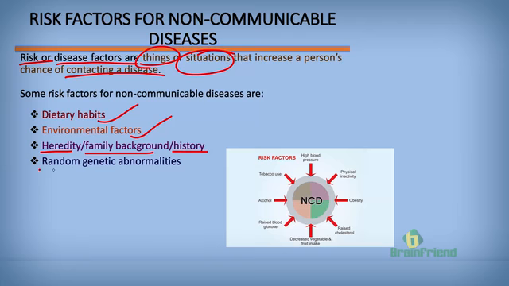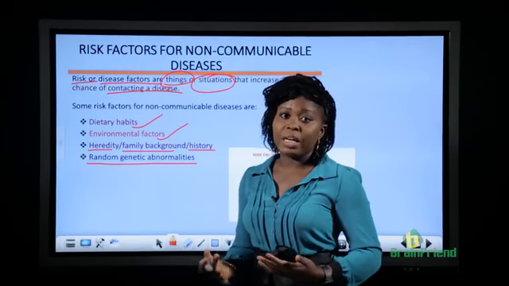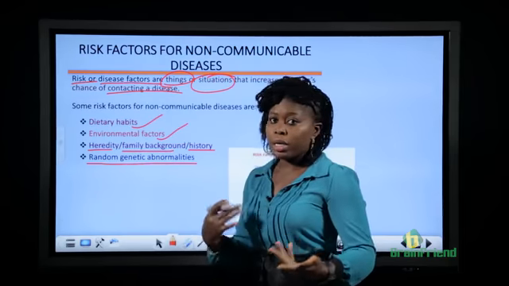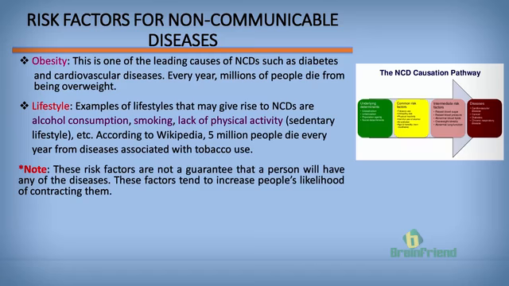Then we also have random genetic abnormalities. This kind of risk factors, most times we do not have power over them. They are just genetic abnormalities that occur in the body. Then we have obesity, okay? Obesity is one of the leading causes of non-communicable diseases such as diabetes and cardiovascular diseases, okay? People who are obese are more likely to come down with these diseases. Every year, millions of people die from being overweight.